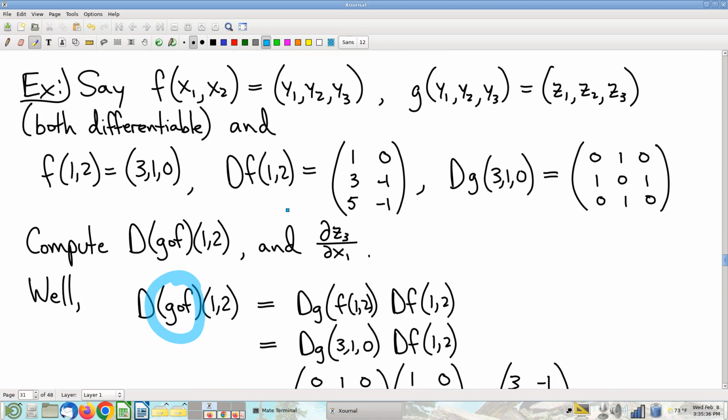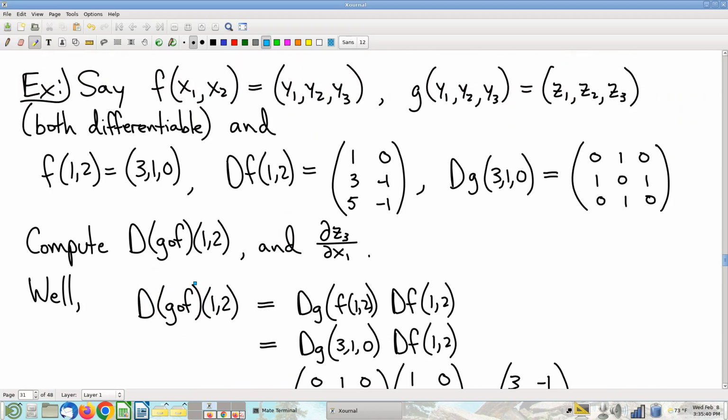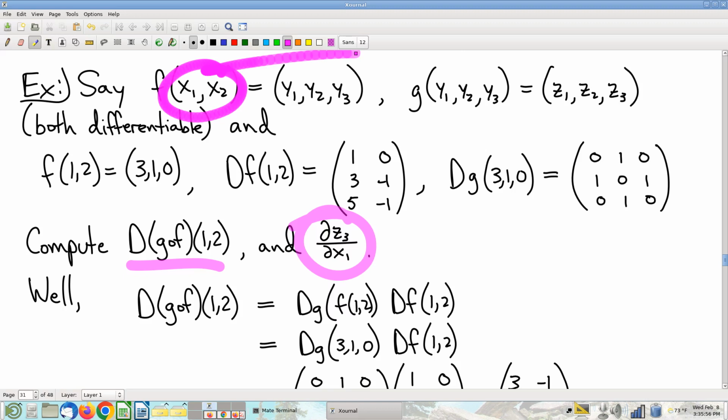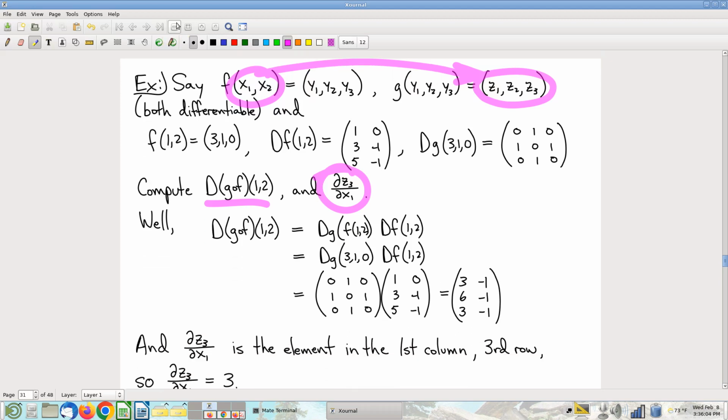Okay, now there's a second part to this question. The second part of the question is to compute this specific partial derivative, the partial of z3 with respect to x1. This is a partial in the composition. It's an element of this matrix that we just computed. Keep in mind, this composition takes the x's to the z's. And I am going to zoom out so we can see a little bit more all at once here.